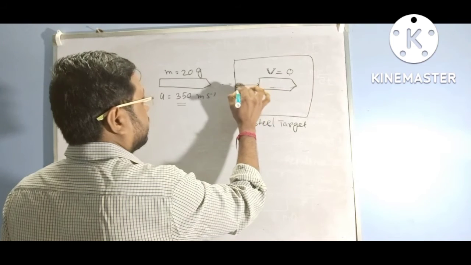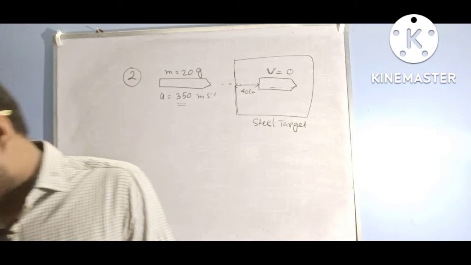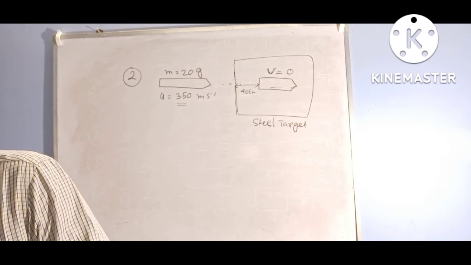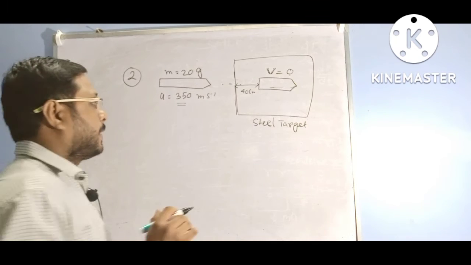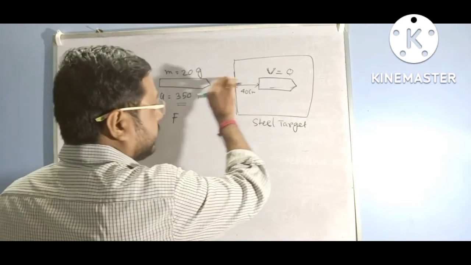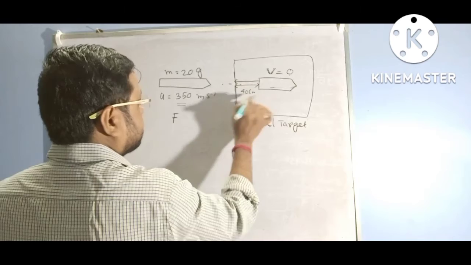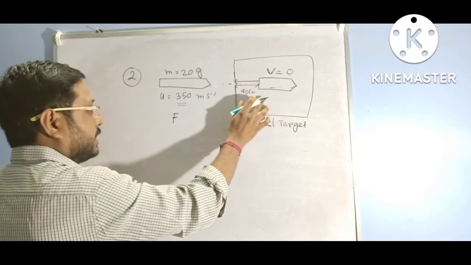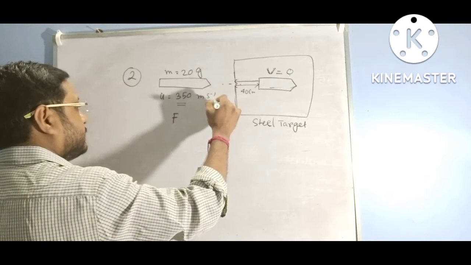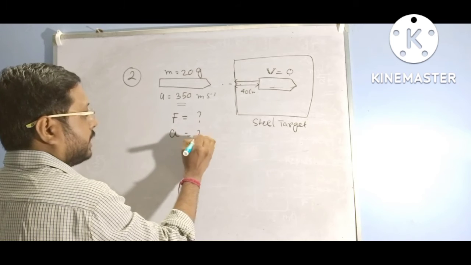It penetrates 40 cm. Find the resistive force offered by the target and the retardation caused by it. As the bullet enters the steel target, it applies a resistive force equal and opposite to the external force of the bullet. Opposite to the force of the bullet, the steel target gives a retardation force. We can find out the value of F and also the value of A.